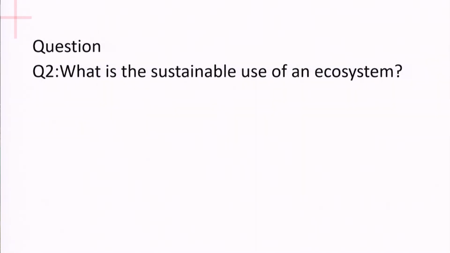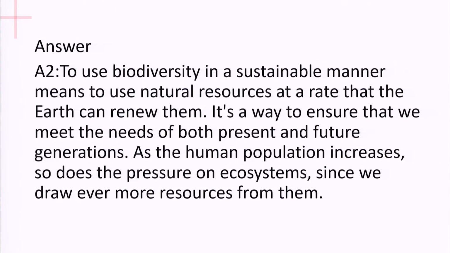Question 2. What is the sustainable use of an ecosystem? To use biodiversity in a sustainable manner means to use natural resources at a rate that the earth can renew them. It's a way to ensure that we meet the needs of both the present and the future generations. As the human population increases, so does the pressure on the ecosystem, since we are drawing our resources from the ecosystem.